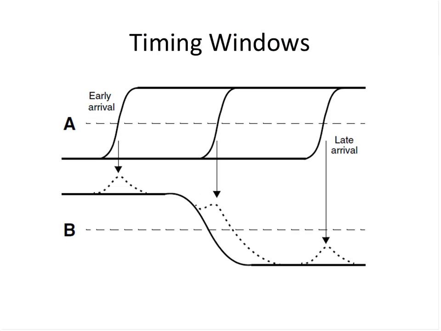So this is the timing window information. Now see, in this case the victim net is static. So this is a noise case. Any switching at early arrival will only cause noise. It will not cause crosstalk delay.